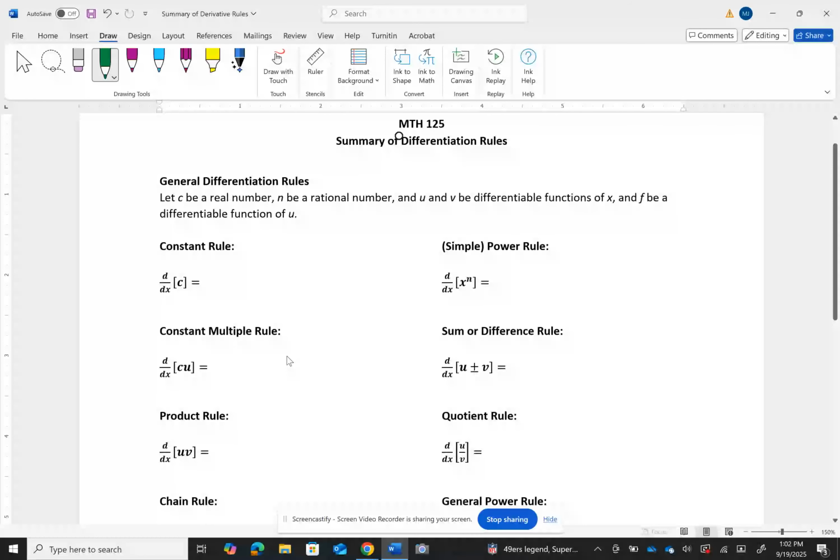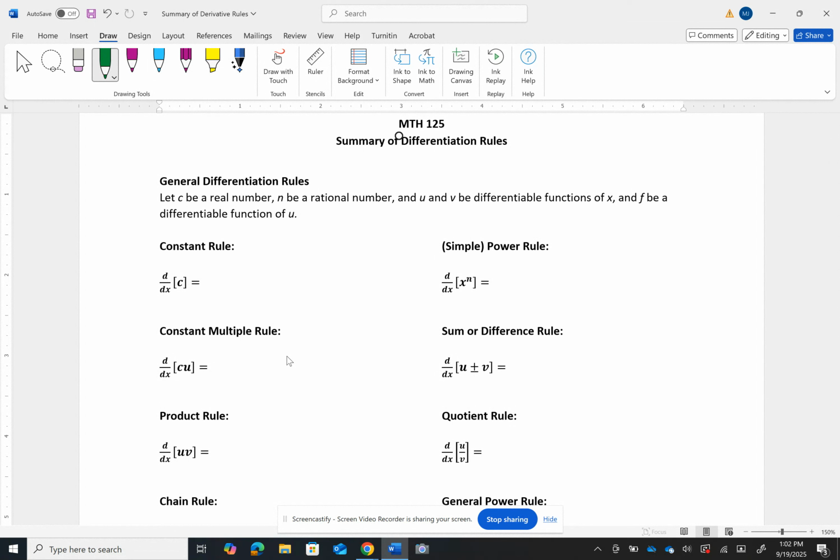Okay, so here we're going to be looking at just a summary of all these rules for finding derivatives that allow us to get the derivative of a function without having to use the limit as h goes to 0 of that difference quotient. So rather than finding the derivative using the limit process, we'll have some shortcuts we can take.